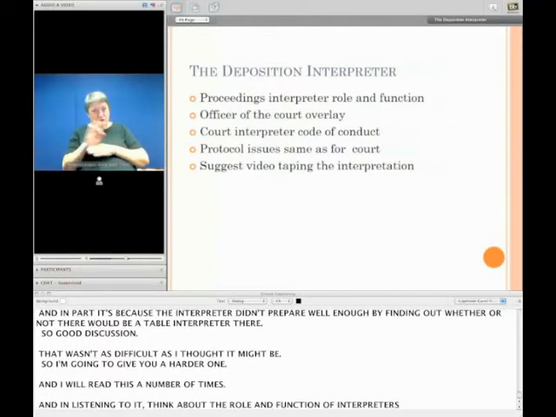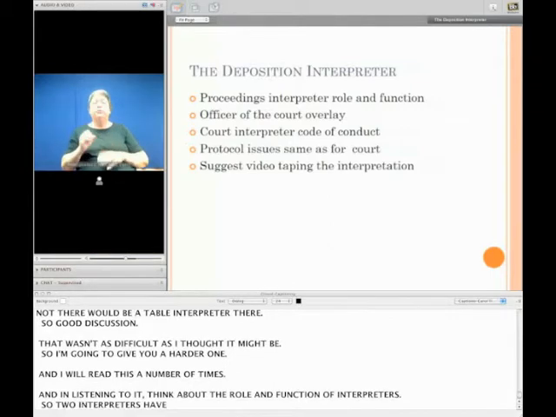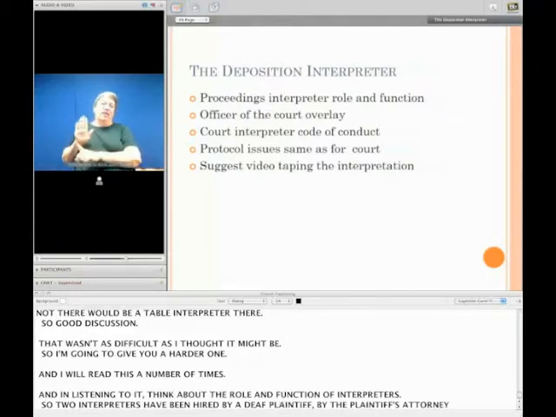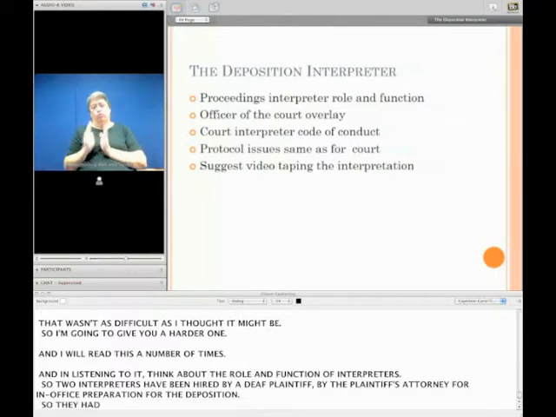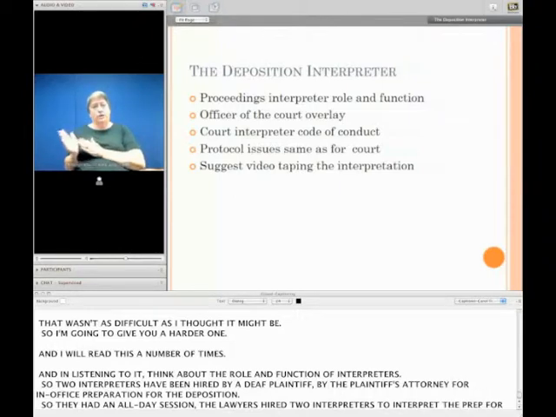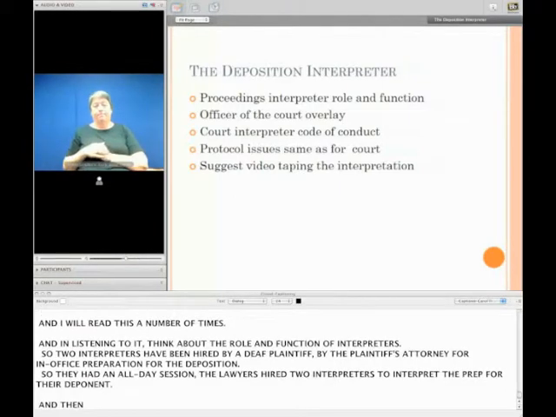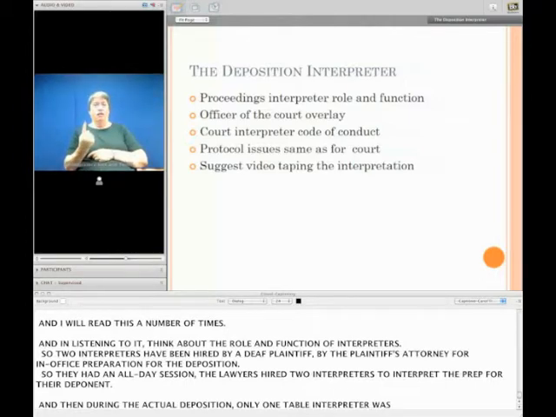So 2 interpreters have been hired by a deaf plaintiff, by the plaintiff's attorney, for in-office preparation for the deposition. So they had an all-day session. The lawyers hired 2 interpreters to interpret the prep for their deponent. And then during the actual deposition, only 1 table interpreter was present to monitor. You didn't need 2.